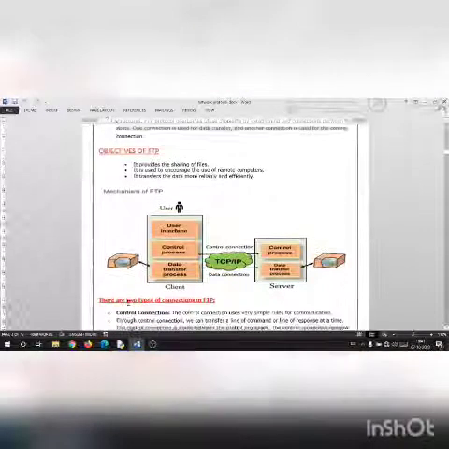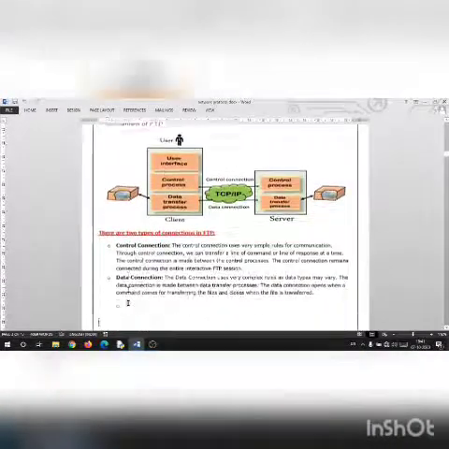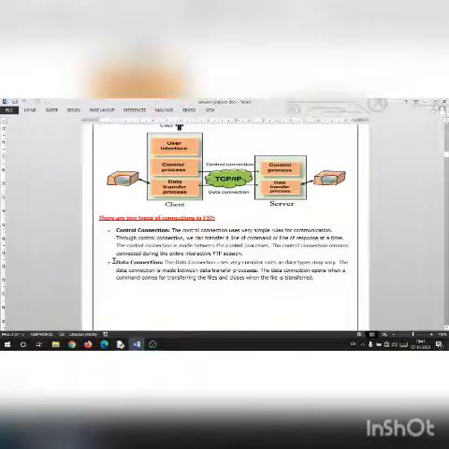Now, the mechanism is simple. This is the diagram of FTP. I have already discussed the control connection and the data connection.